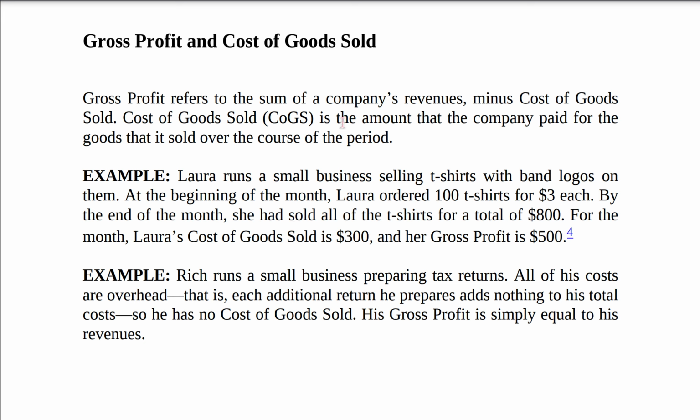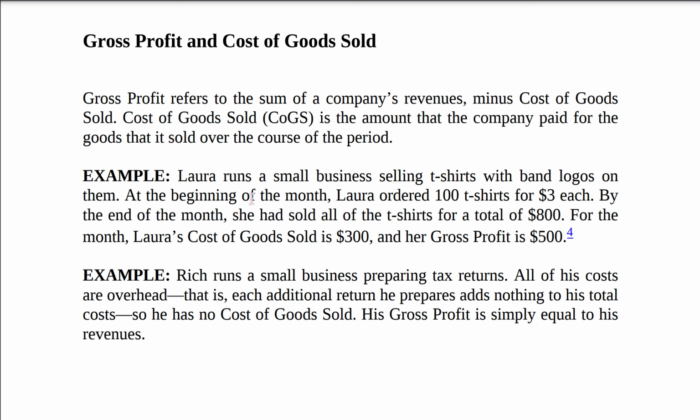Gross profit refers to the sum of a company's revenues minus cost of goods sold. Cost of goods sold is the amount that the company paid for the goods that is sold over the course of a period. Okay, whatever cost we have paid for selling the goods, that will be called cost of goods sold. We will reduce that from revenue and we will get gross profit.